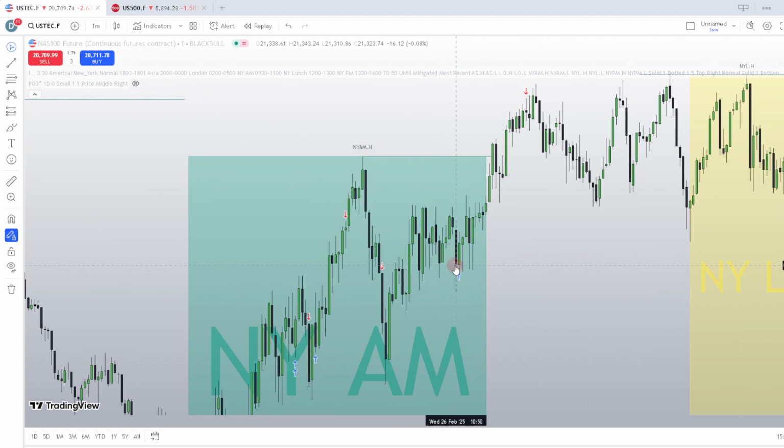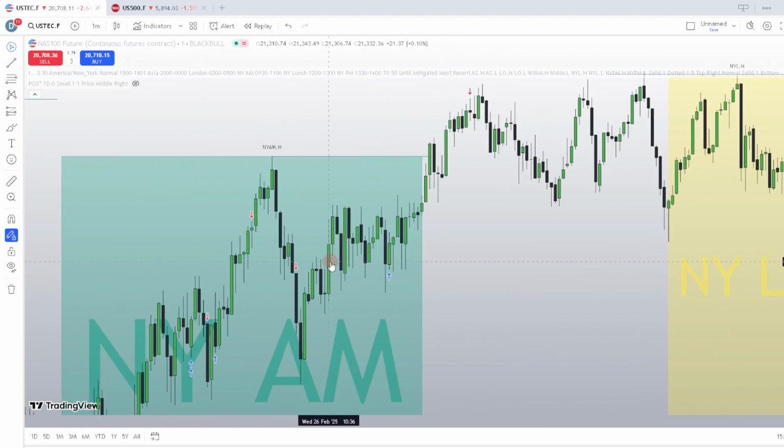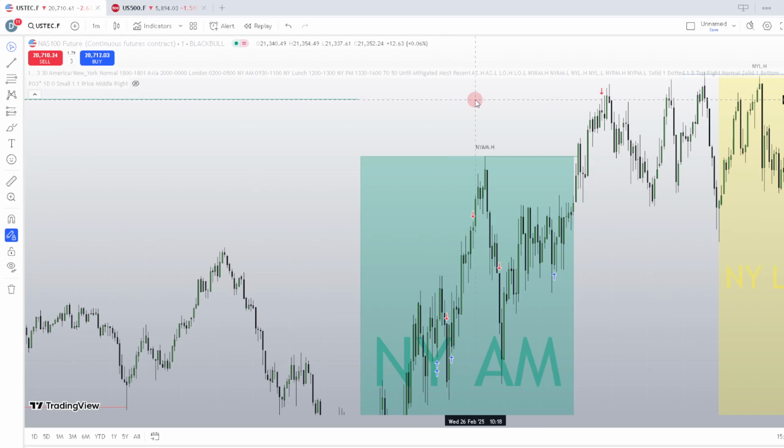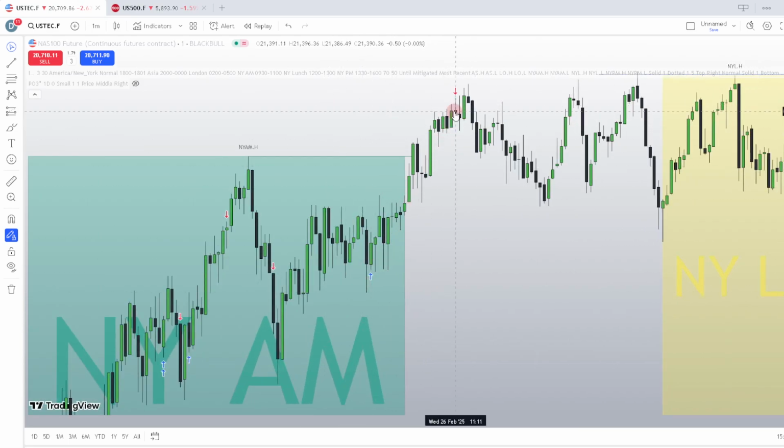So as you can see here, after that I entered from this inverse favorable gap. I put my stop loss below this low here, and I put my take profit here to this side. So it's like a $200 trade.